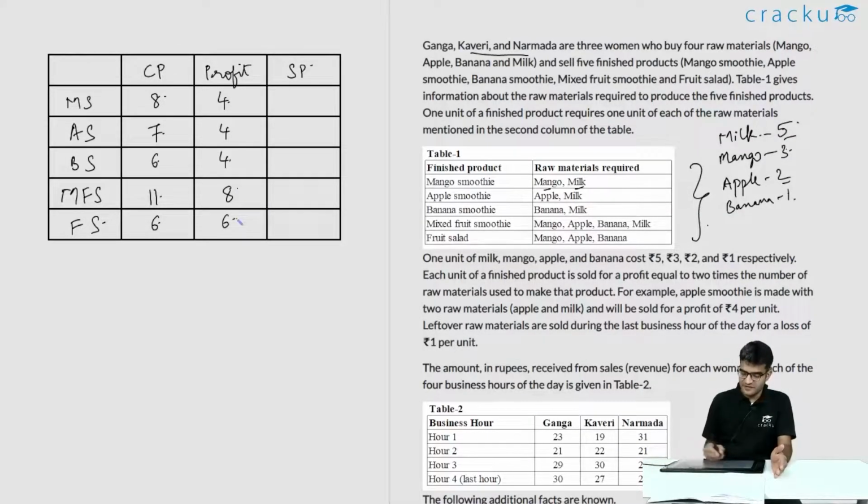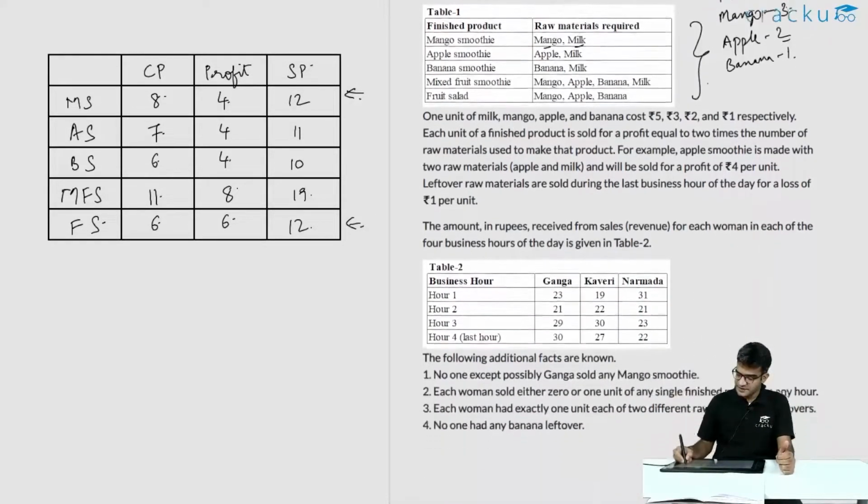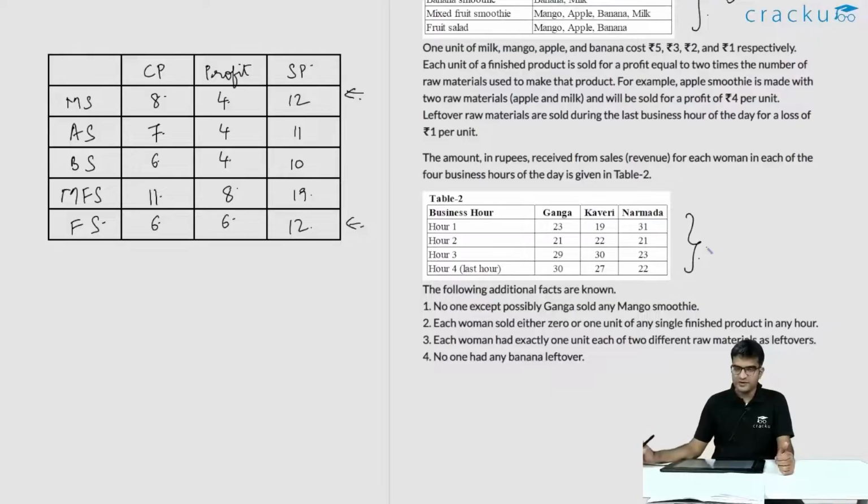So the selling price will be 12, 11, 10, 19 and 12. The thing to remember is that 12 is the only number which is repeated in this selling price. 10 is unique, 11 is unique, and 19 is unique. If you are looking at the total revenue that the women have made across the 4 hours, it is quite easy to calculate the mixture of finished products that they actually sold. If you make another table which will have 1, 2, 3, 4, 5 rows and 1, 2, 3, 4 columns.